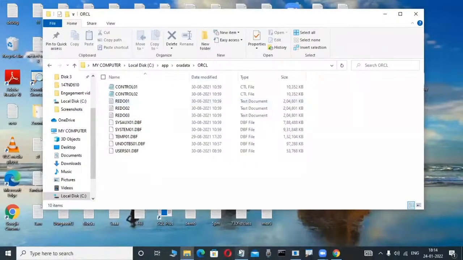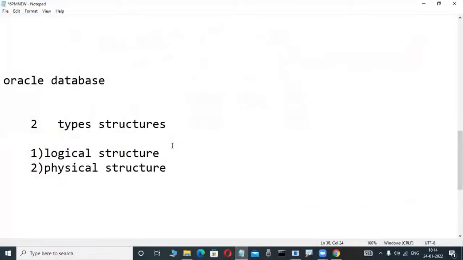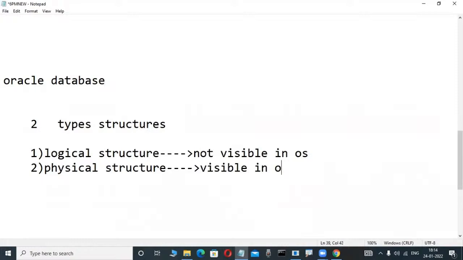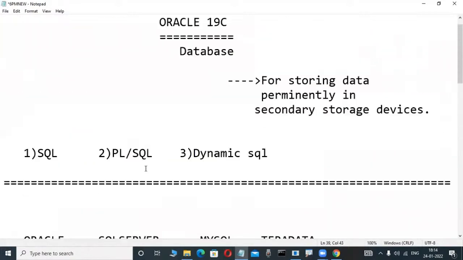That's why a logical structure means a structure which is not visible in the operating system. A structure not visible in the OS is called a logical structure. A physical structure means whenever we are installing Oracle, SQL Server, DB2, these softwares, automatically physical files are created. I told you in previous classes. That's why a structure which is visible in the operating system is also called a physical structure. These are all the things I told in a previous class.